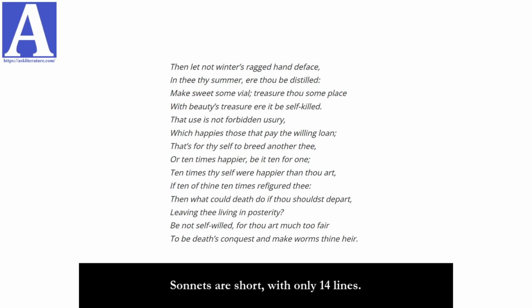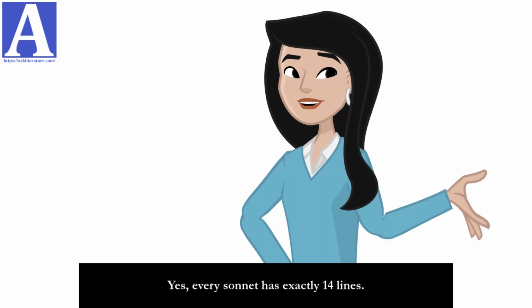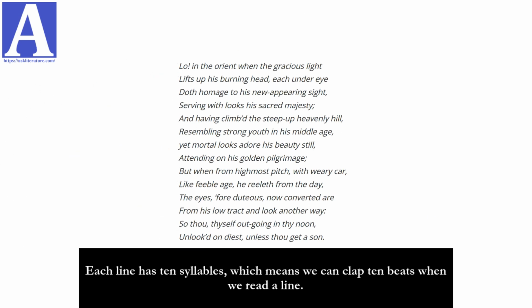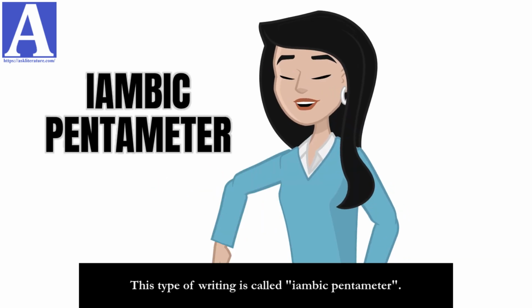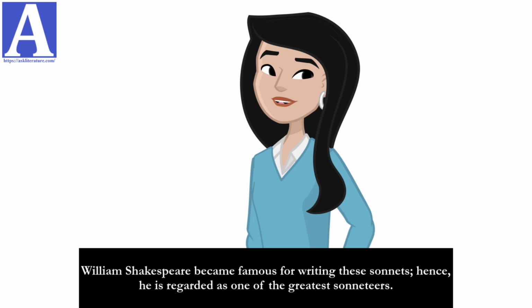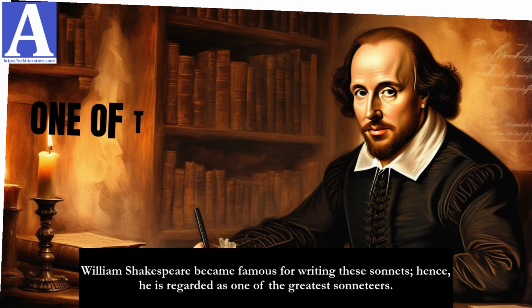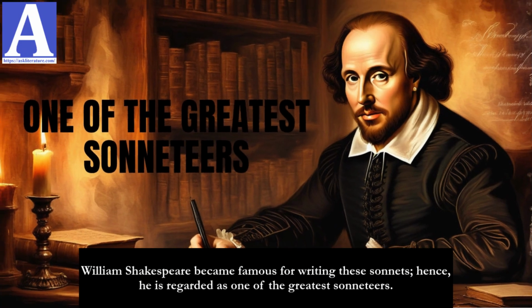Sonnets are short, with only 14 lines. Yes, every sonnet has exactly 14 lines. Each line has 10 syllables, which means we can clap 10 beats when we read a line. This type of writing is called iambic pentameter. William Shakespeare became famous for writing these sonnets, hence, he is regarded as one of the greatest sonneteers.